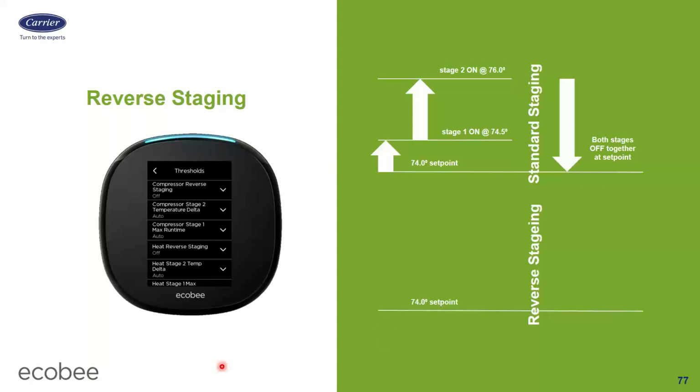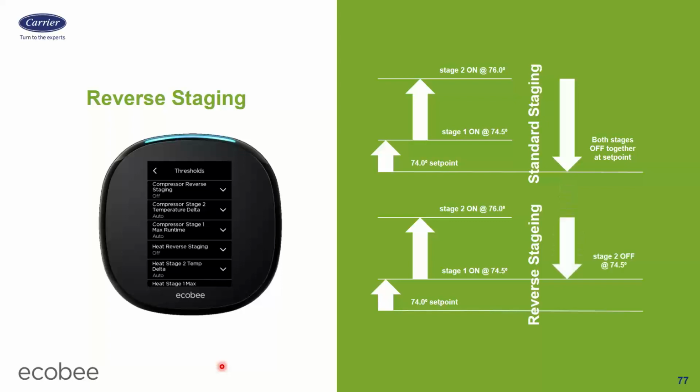On the up staging side, it works the same, 74, 74.5, 76 stage 2. But then on the downside, when I get back down to 74.5, it's going to disengage stage 2, but it's going to leave stage 1, Y1, running. And then if that Y1 is able to get me back down to 74 all by his lonesome, fantastic. If he doesn't, I'm still doing an awesome job dehumidifying because he's running a long time. And then eventually, if it drifts back up to 76, it'll turn on second stage again.